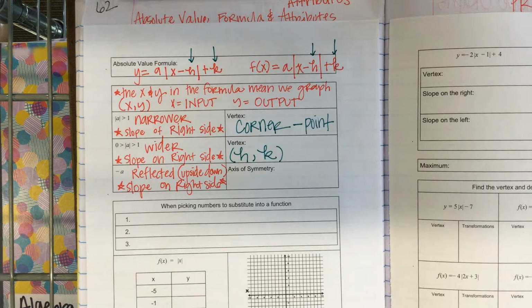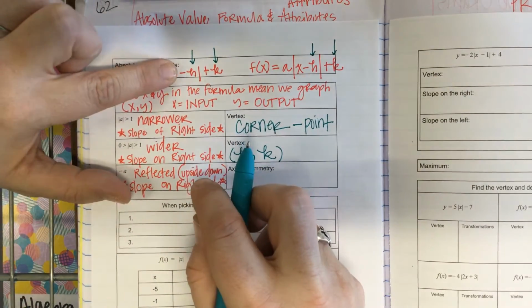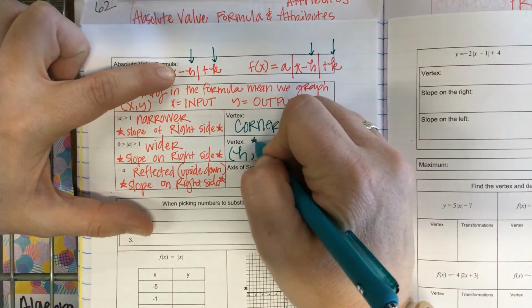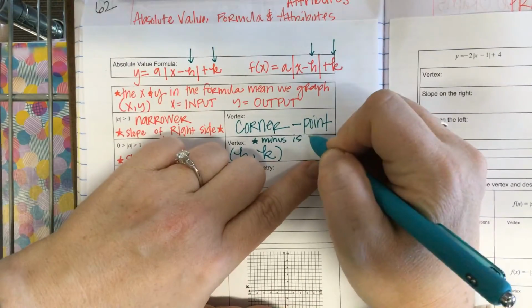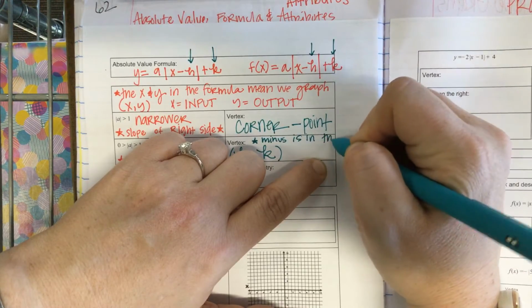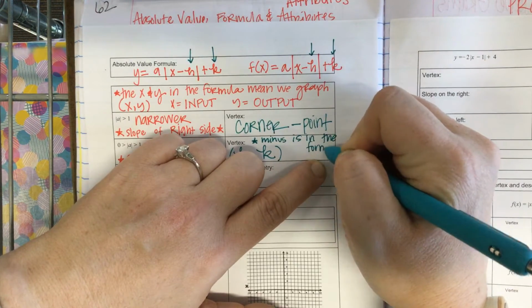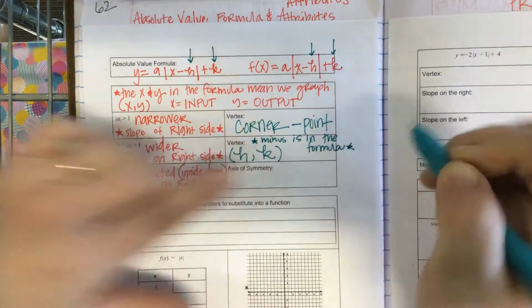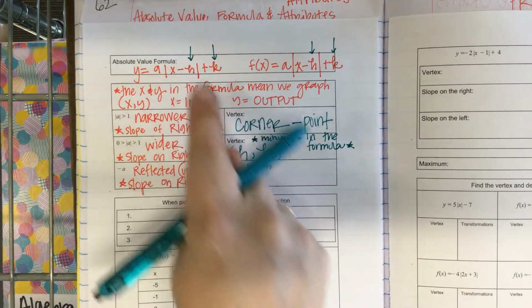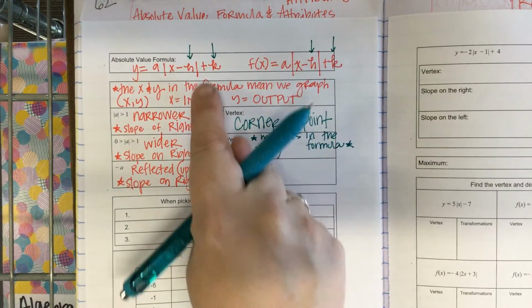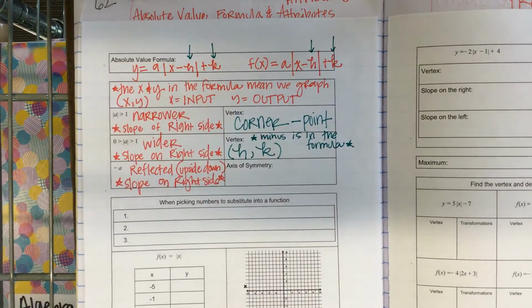It's an ordered pair. Now remember that this negative is in the formula. So the minus is in the formula. So if this said minus 3, my h value is 3. The minus stays in the formula.